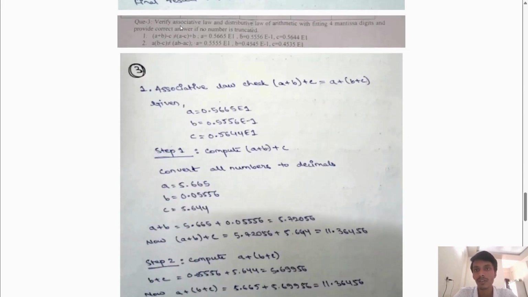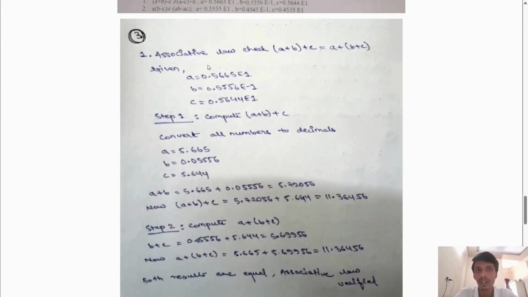In question 3, we have to verify the associative law and distributive law of arithmetic with fitting 4 mantissa digits and provide the correct answer if no number is truncated. To verify the associative law, we have to check whether a plus b plus c, in which a plus b is done first, is equal to a plus b plus c, in which b plus c is done first.